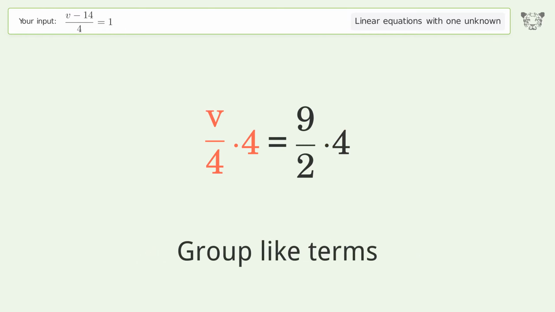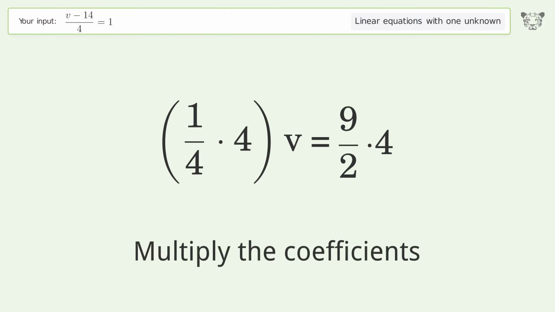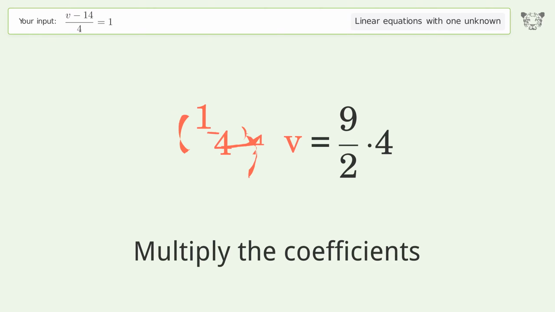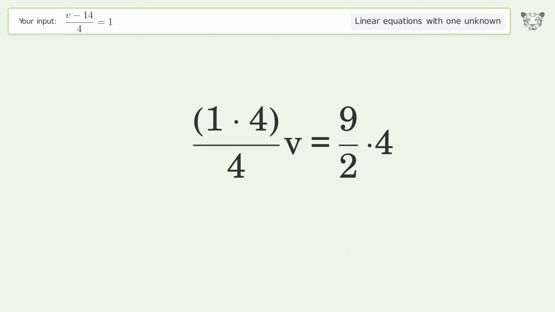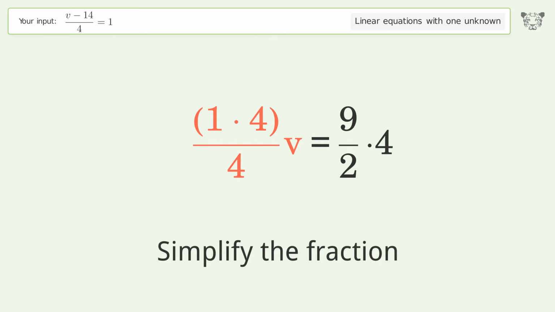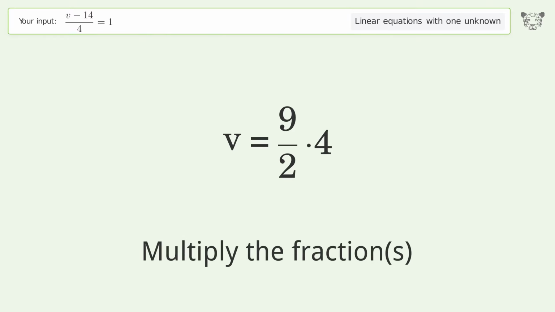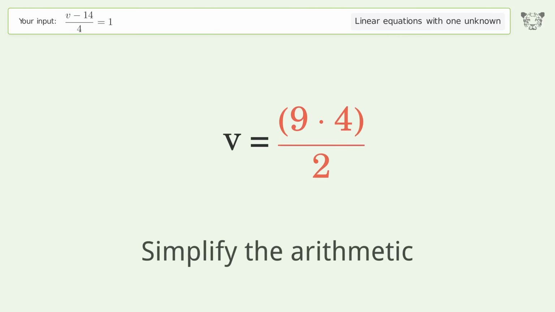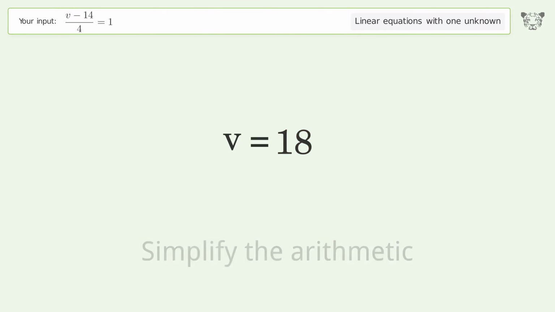Group like terms. Multiply the coefficients. Simplify the fraction. Multiply the fractions. Simplify the arithmetic. And so the final result is v equals 18.